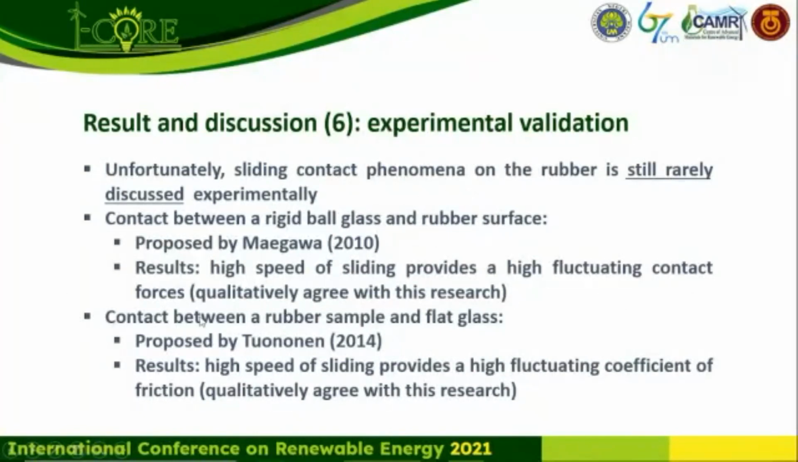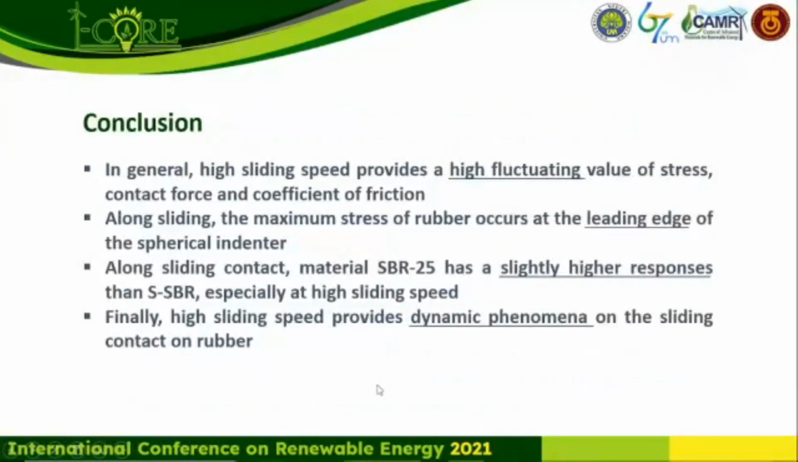And number two is contact between a rubber sample and flat glass, proposed by Tonen. The result also found that high sliding speed provides a highly fluctuating coefficient of friction. So it also qualitatively agrees with my research.